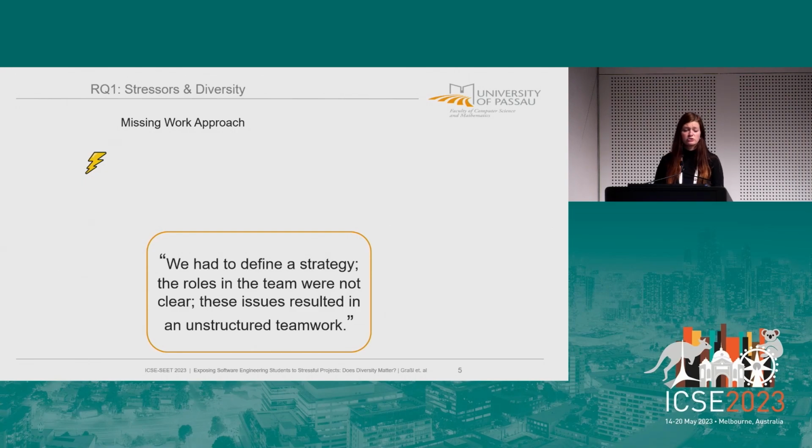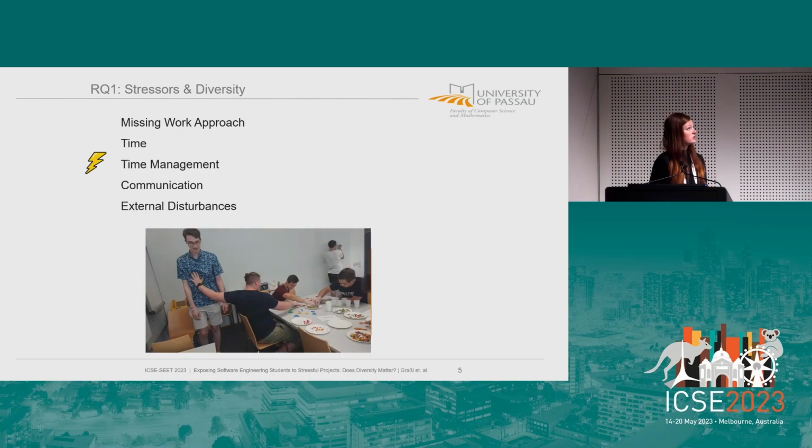And the students considered the missing work approach as one of the key stressors. Especially the young students and the male students considered this the key challenge here, right? We can't figure out how we should do the work approach. Which was also interesting, of course, time was a problem, and also the time management itself, as well as the communication. And these were issues that were often mentioned by female students.